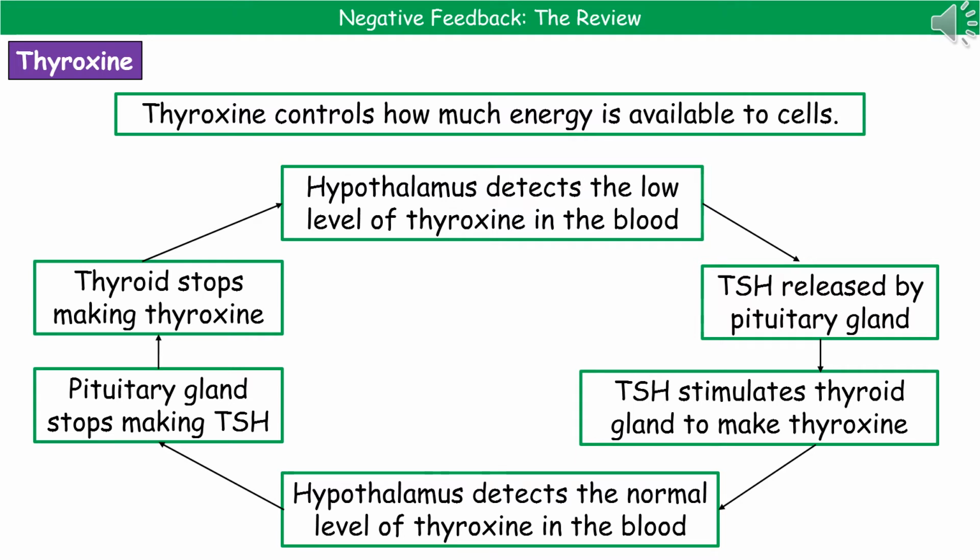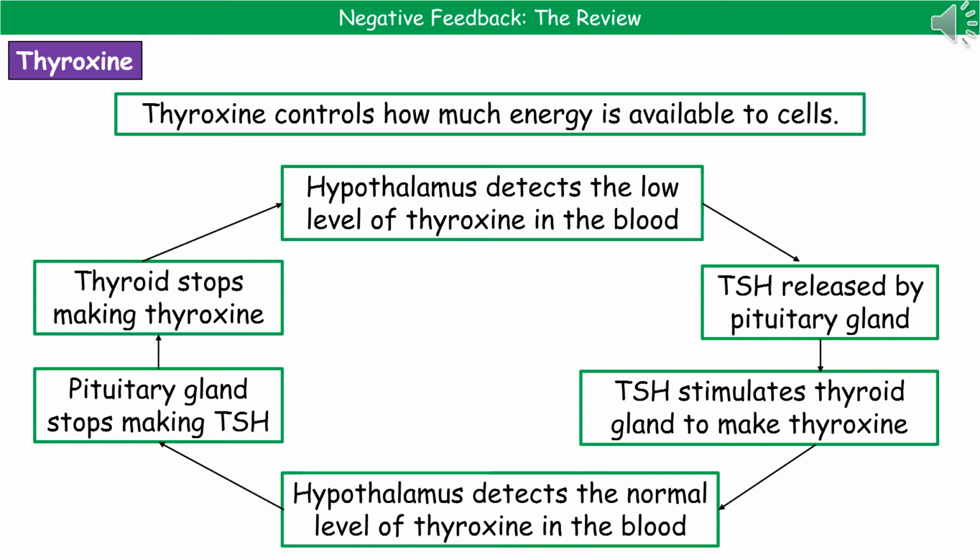So the first thing at the very top there, we can see the hypothalamus detects the low level of thyroxine in the blood. As a result of that, we get a change in our effector, which is TSH, a hormone released by the pituitary gland, and it then stimulates the thyroid gland to make thyroxine. The hypothalamus will then detect the normal level of thyroxine in the blood, so it sends a signal to tell the pituitary gland to stop making TSH, and the thyroid then stops making thyroxine.